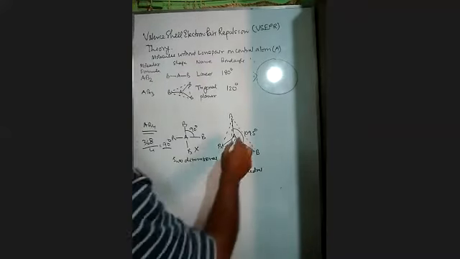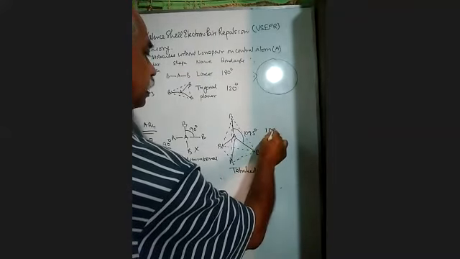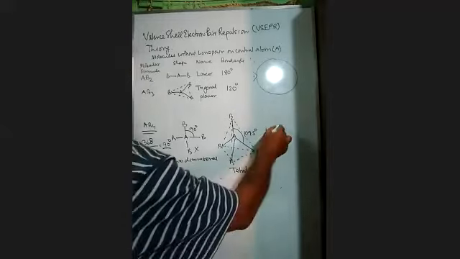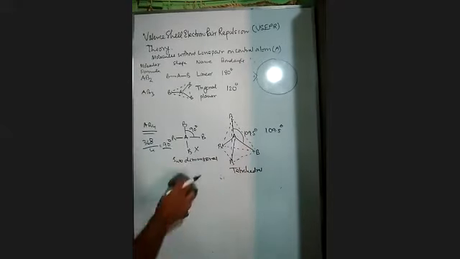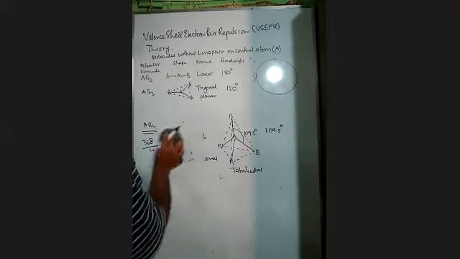All right, it becomes tetrahedral. So this is not correct. This is correct. What is the bond angle here? 109.5 degree. All right. So we'll remove this.